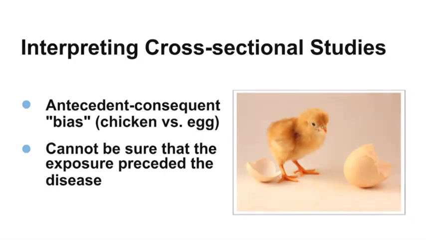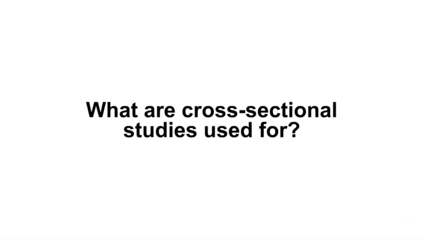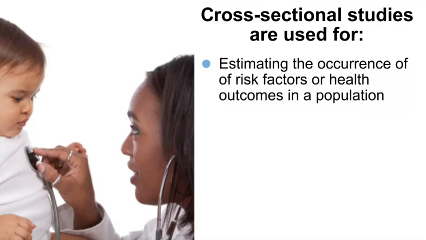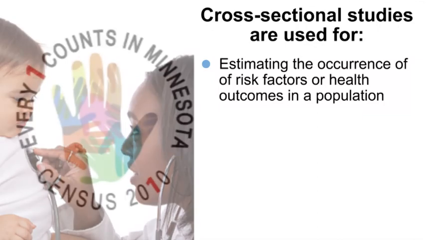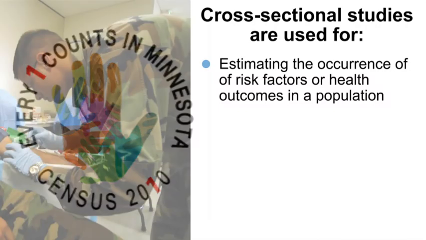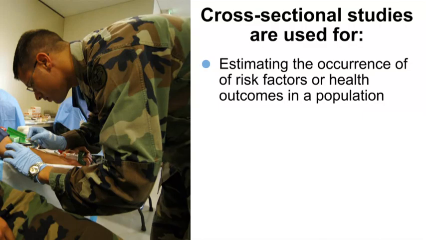Thus, you cannot be sure that the exposure preceded the disease, as they are both ascertained at the same time. So what are cross-sectional studies used for? Cross-sectional studies can be used for different purposes. They are widely used to estimate the occurrence of risk factors or health outcomes in the population. For example, a study to look at the prevalence of elevated blood lead in toddlers or the prevalence of asthma in children. National examples of cross-sectional studies of great importance are the decennial census, the National Health and Nutrition Survey, or NHANES, or the prevalence of HIV-positive antibodies in military recruits.